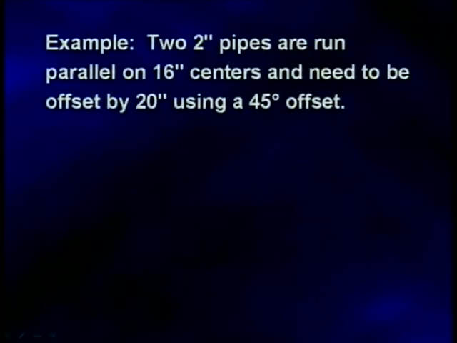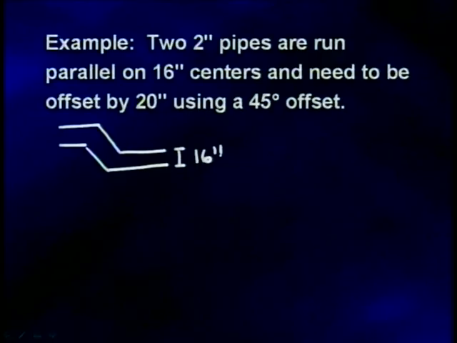Good, let's do an example. So say we have 2-inch pipes that are run parallel on 16-inch centers and need to be offset by 20 inches using a 45-degree offset. So what we've got is two pipes that we need to run parallel to each other. And they say that the pipes are on 16-inch centers, which means they're 16 inches apart. And they need to be offset by 20 inches.